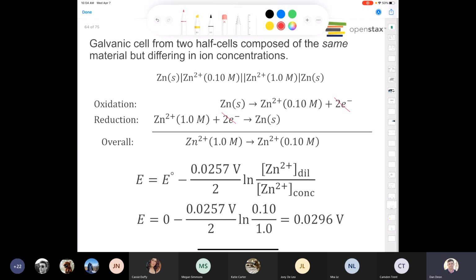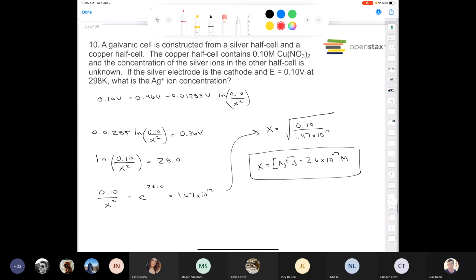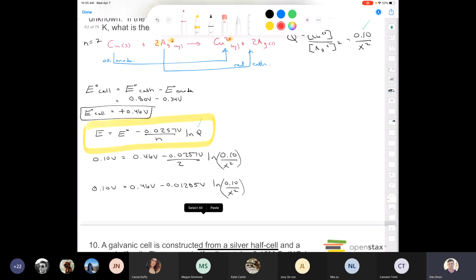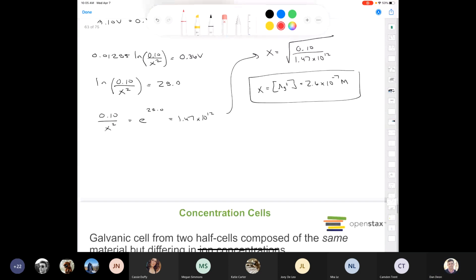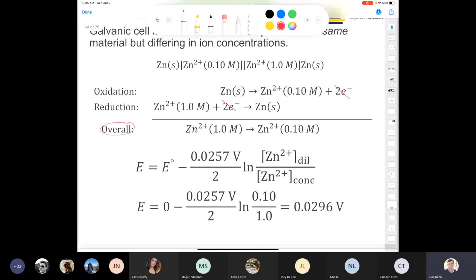You see that the electrons cancel, and we end up with this as our overall reaction: zinc 2 plus at a concentration of 1 molar produces zinc 2 plus at a concentration of 0.1 molar. If we use the equation that I have in the yellow box here, you can see that Q is going to be equal to the concentration of the dilute zinc ions divided by the more concentrated zinc ions. So we have 0.1 divided by 1.